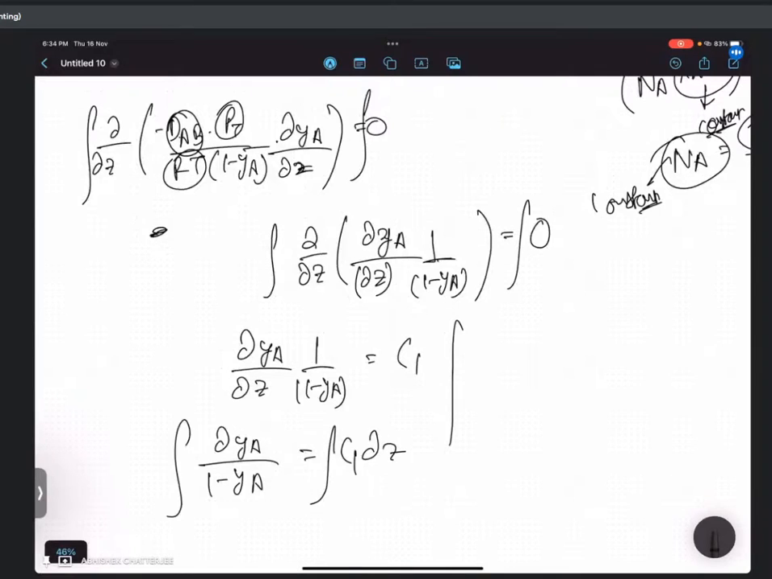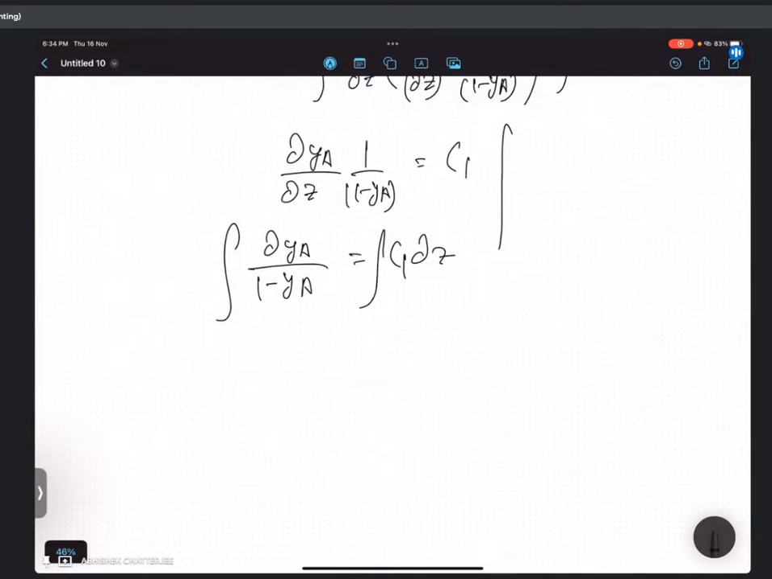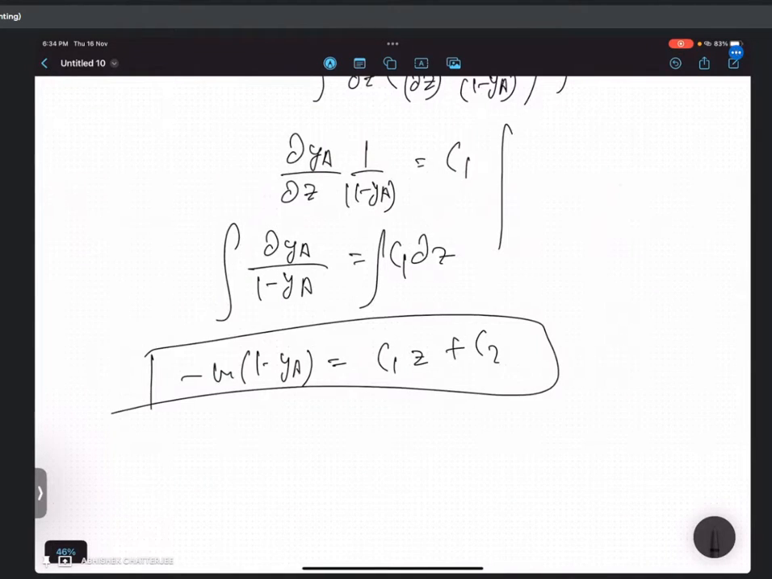Now you integrate it again. If you integrate it again, what will we get? −ln(1 − ya) will be equal to c1z plus another constant of integration, that is c2. Now, for finding out c1 and c2, what will you be doing? You will be putting boundary conditions.